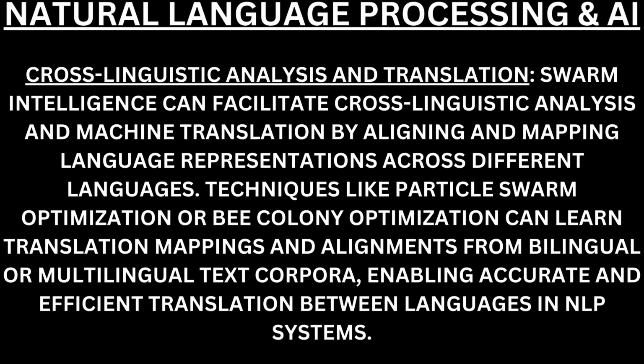Cross-linguistic analysis and translation. Swarm intelligence can facilitate cross-linguistic analysis and machine translation by aligning and mapping language representations across different languages. Techniques like particle swarm optimization or bee colony optimization can learn translation mappings and alignments from bilingual or multilingual text corpora, enabling accurate and efficient translation between languages in natural language processing systems.